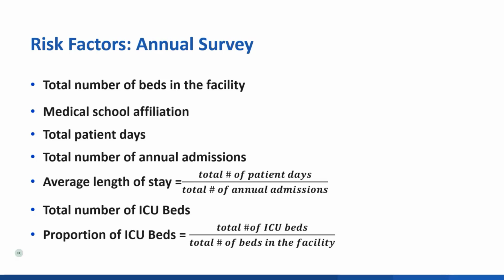The total number of ICU beds is also important, as ICUs tend to have a higher risk patient population, so more invasive procedures and more device use. And finally, the model includes the proportion of ICU beds, which is calculated by dividing the number of ICU beds by the total number of beds in the facility. All these factors are used in the risk adjustment process to generate a more accurate prediction of how many infections a facility would be predicted to have based on its unique characteristics.